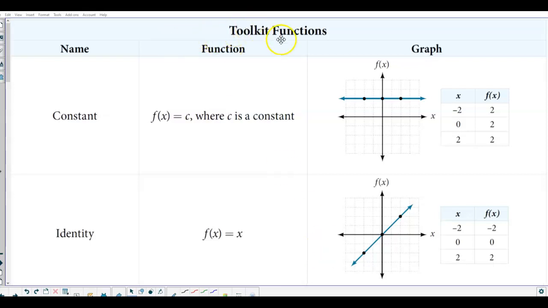Okay, here we have toolkit functions. These are extremely important to know and keep track of as we move along through the course. We have the name of the toolkit function, the function, and the graph of its function.